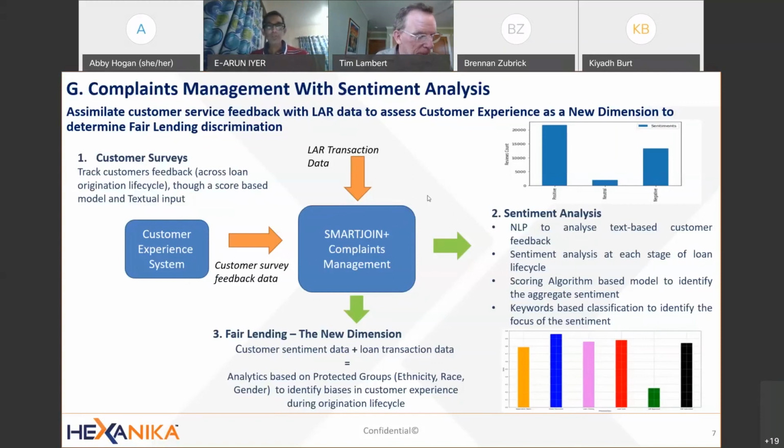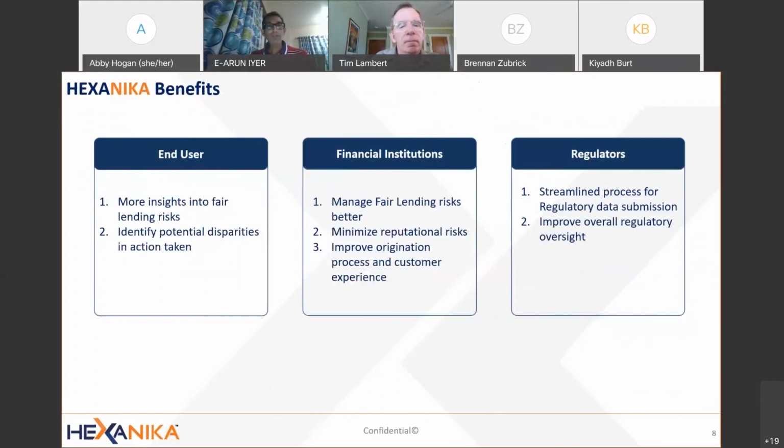So these are the two key areas that we worked on. Of course, what we believe is that our solution, along with our core solution, which is the end-to-end platform, is able to provide the end user with more insights into their fair lending risks and identify potential disparities in the action taken, be it due to data quality or actual discrepancies in their internal operations. At the organization level, of course, they can manage risks better, reduce reputational risk, and improve the customer experience, right? Especially around the customer sentiments that we talked about.